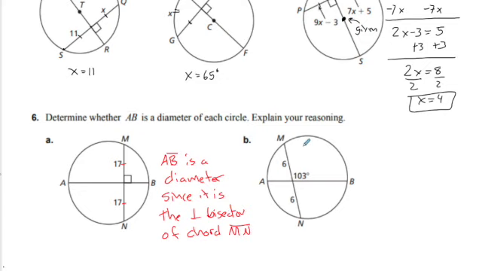Okay, for B, we're trying to determine whether this is a diameter. Could this possibly be a diameter? Well, I'm going to look at this, and I have to go, well, that's definitely not a right angle. In fact, that's 103 degrees. The one on the other side would be like 77 degrees. That's not a right angle.